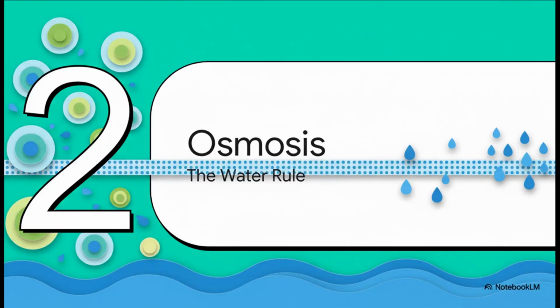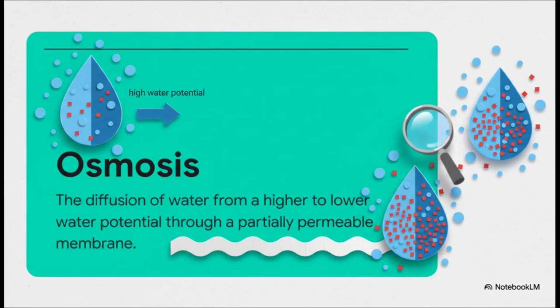All right, so we've got diffusion down. Now let's zoom in on a really special and super important type of diffusion. It's called osmosis. And this one is all about water, and only water. The official definition can sound a bit tricky, but the idea is actually pretty simple. Water tends to move from where there's a lot of free water molecules to where there are fewer free molecules, because they're all busy dissolving other stuff, like sugar or salt.